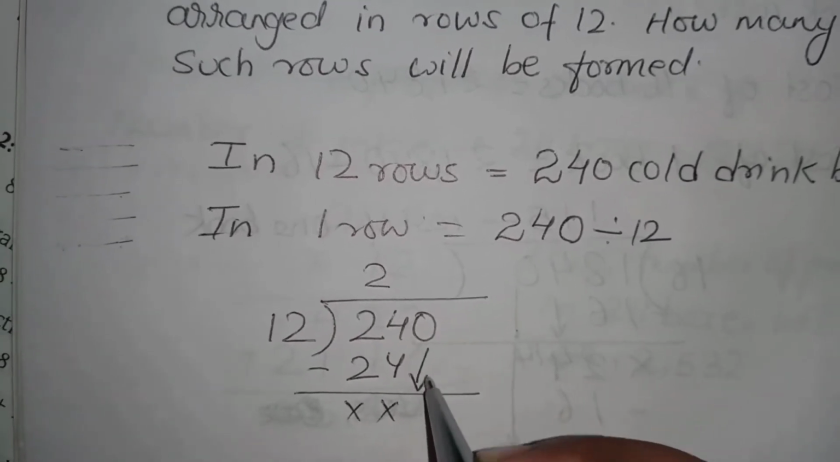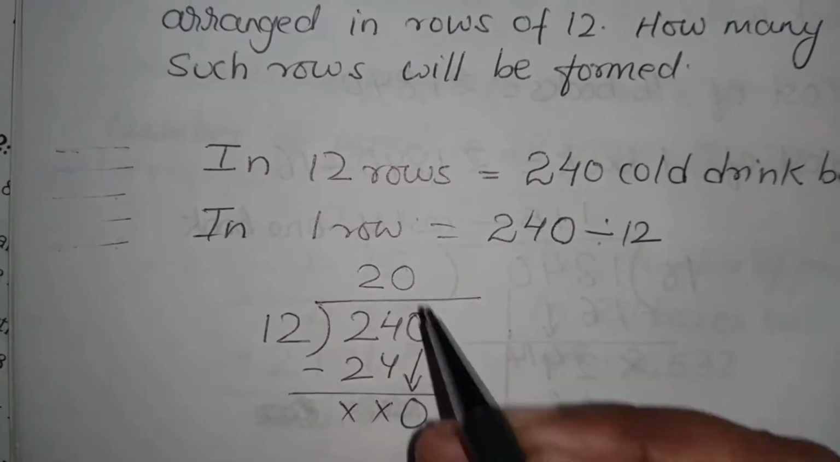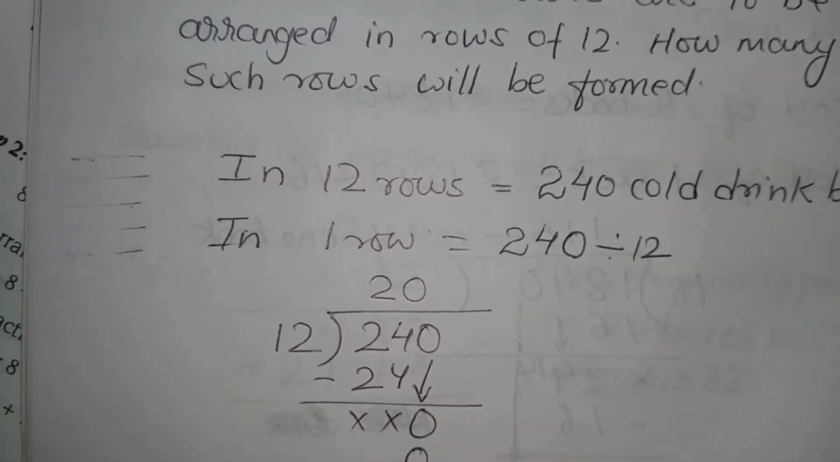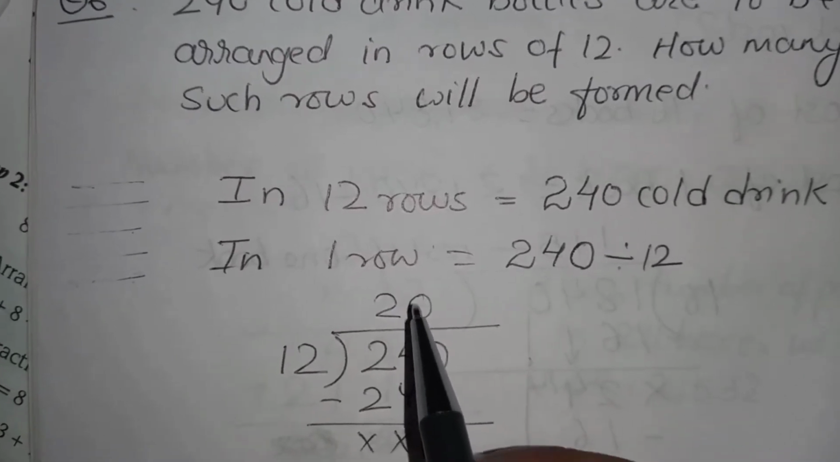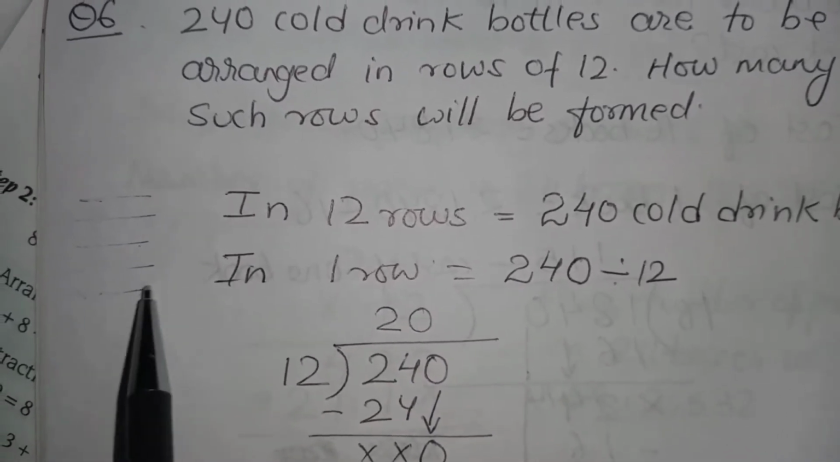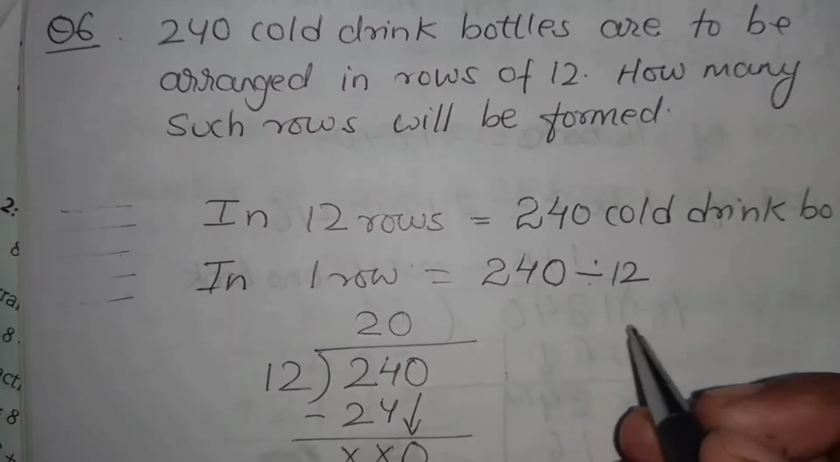Now bring this 0 down. In the 12 table, 0 is there, no? So 12 zeros are 0. So what is the answer? 20. So in one row, how many bottles will be there? There will be 20 bottles.